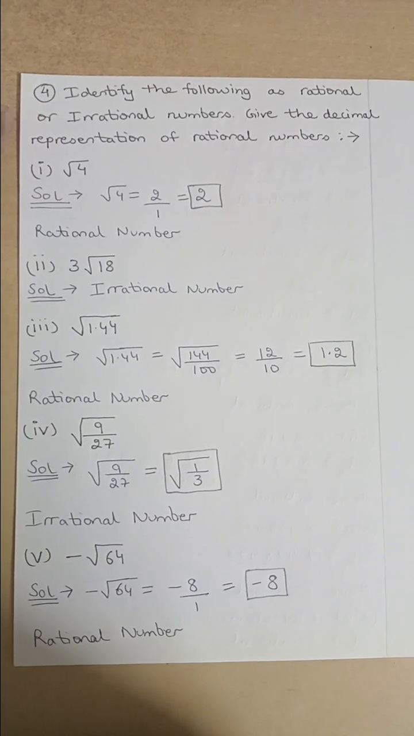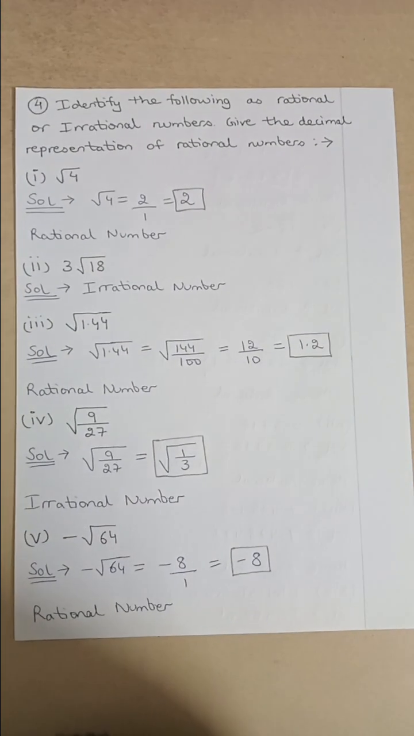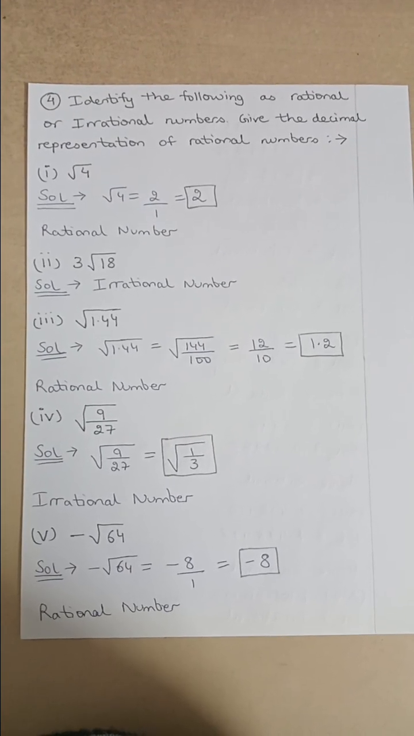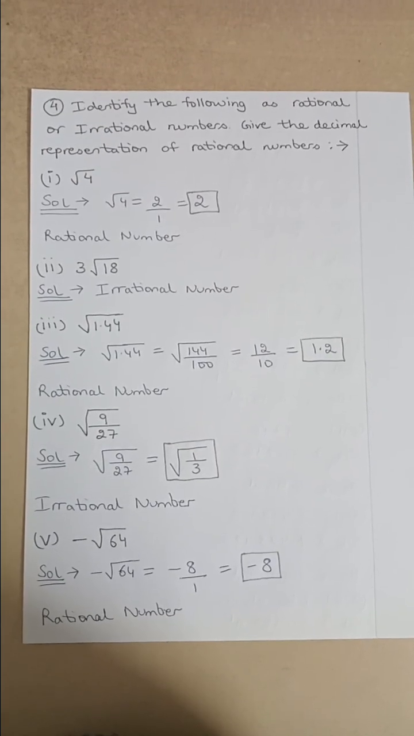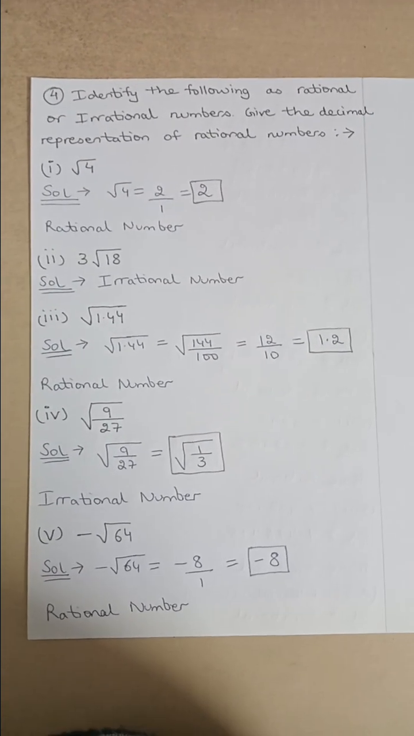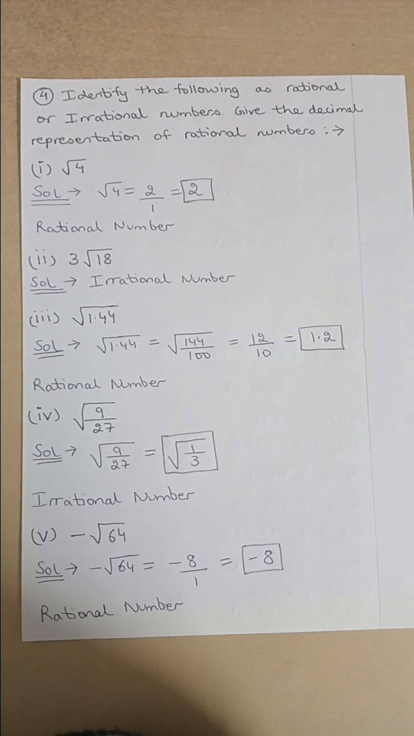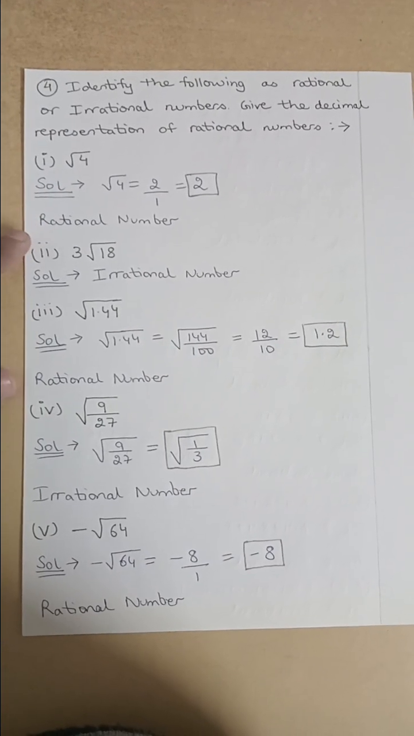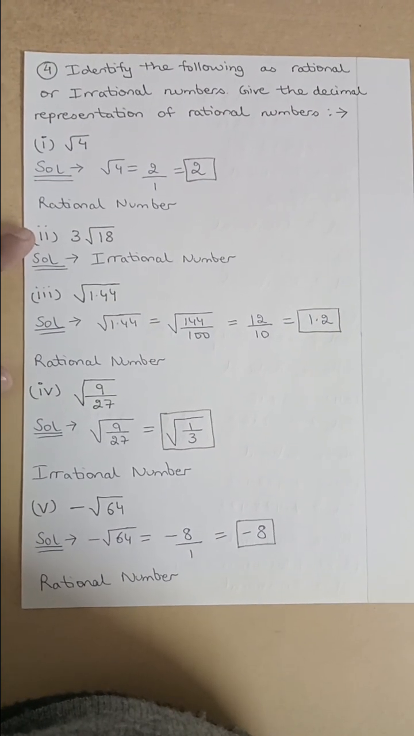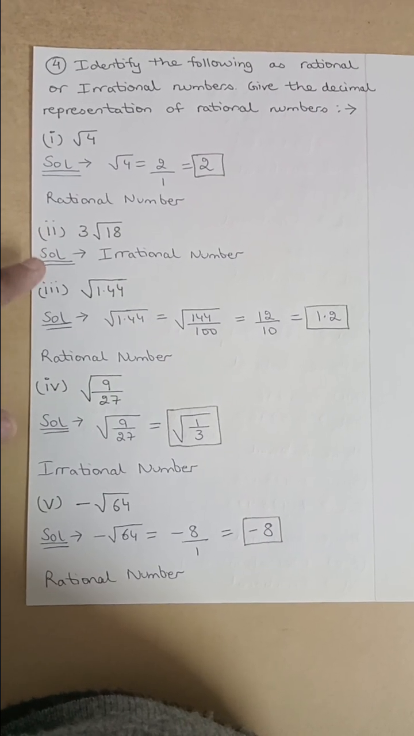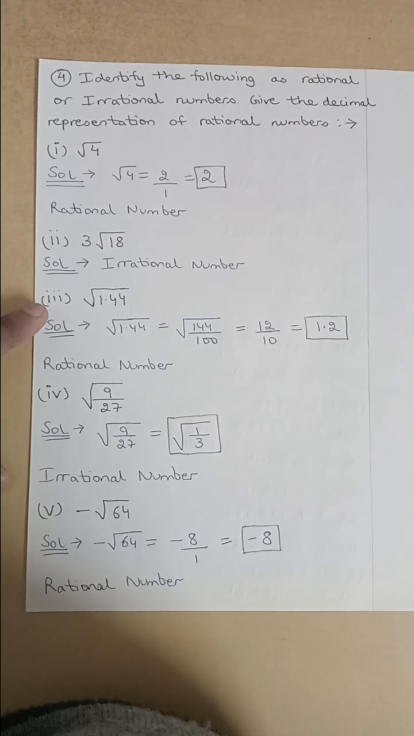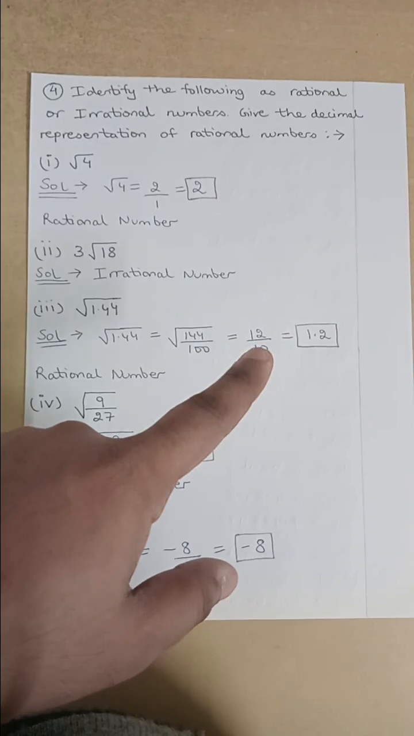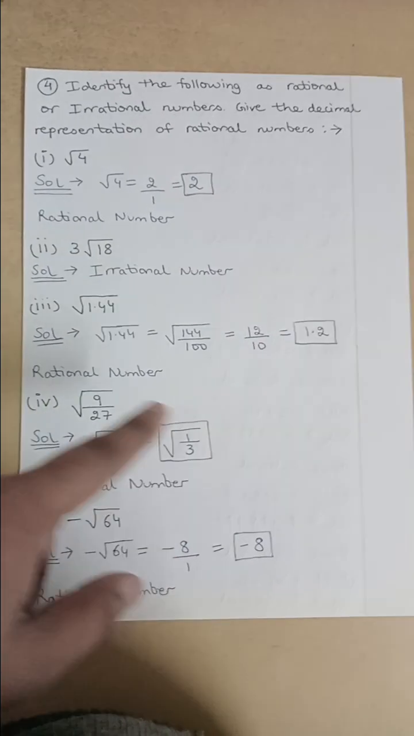Fourth question. Identify the following as rational or irrational numbers, and give the decimal representation of the rational numbers. First, root 4. Root 4 can be represented as 2 upon 1, so 2, which is a rational number. Second, 3 upon root 18, it is also a rational number. Third, root 1.44. Root 1.44 is root 144 upon 100, which becomes 12 upon 10, so 1.2, which is a rational number.